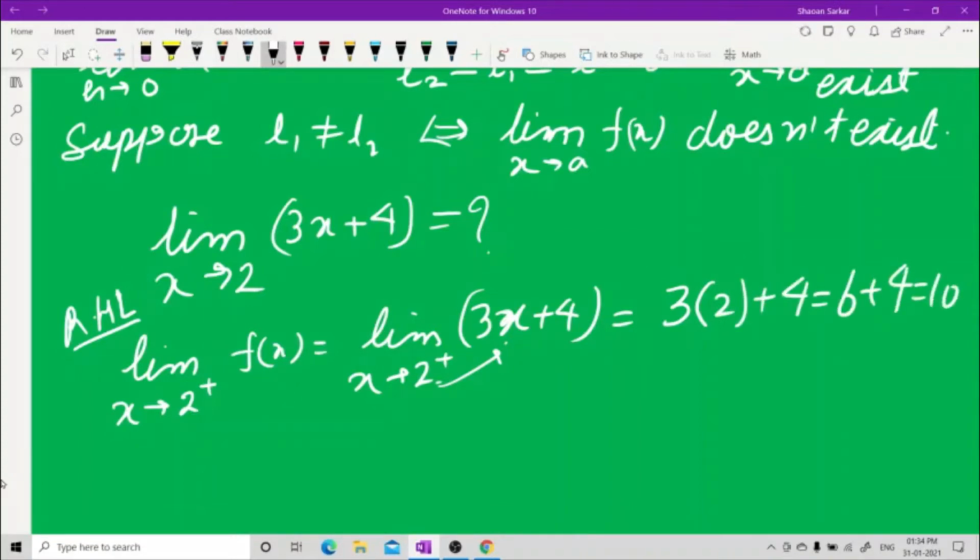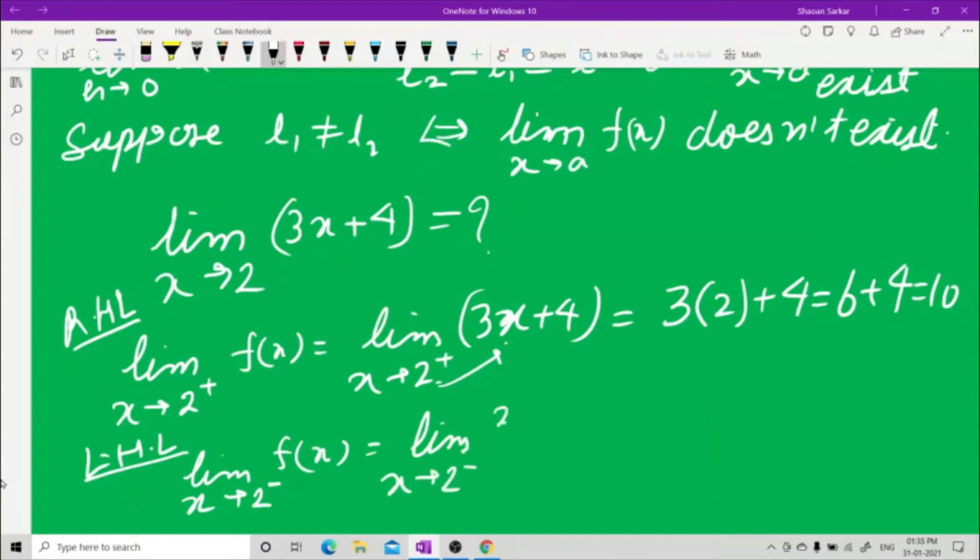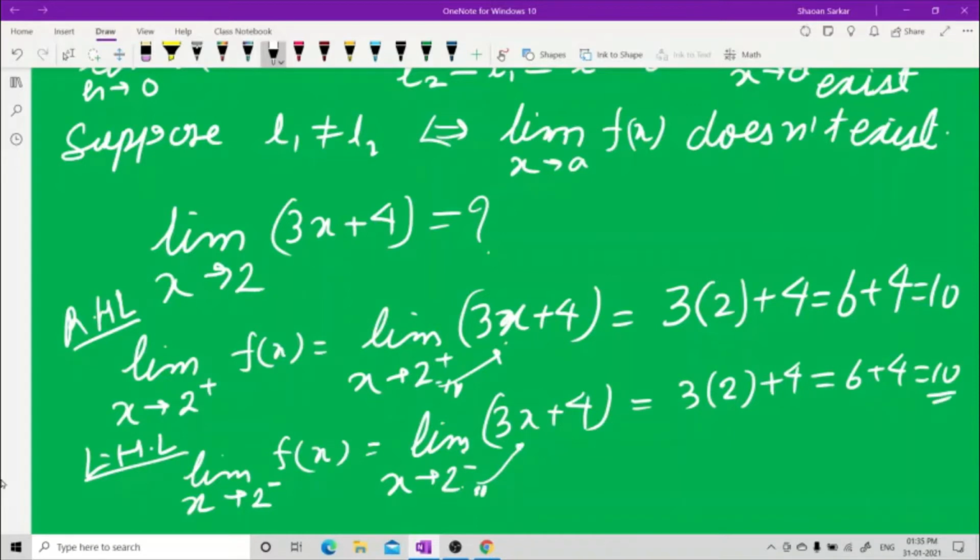Now let us see the LHL. Limit x tending to 2 minus, that is the left side, of f(x) equals limit x tending to 2 minus of 3x plus 4. Put this 2 here. No, don't put minus 2, it's 2. This one is the left side of 2, and this is the right side of 2. 3 into 2 is 6, 6 plus 4 is 10. So both these limits are the same.